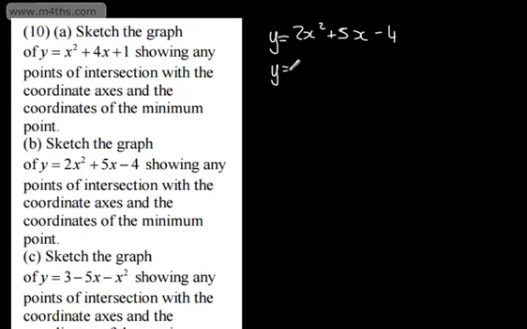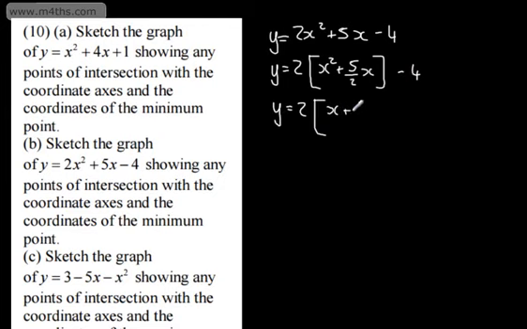So taking the 2 out, we've seen this in the previous video, x squared plus 5 over 2 x, then we have the -4. y is equal to 2 lots of completing the square. We're going to have x plus 5 over 4. That's half the coefficient. We need to square the bracket and subtract away 25/16. Now if you're sitting thinking, what's going on here? Watch the video prior to this one.